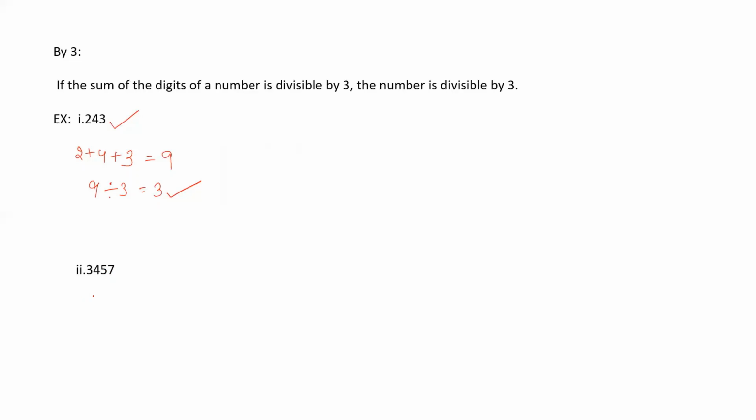3457. Now write the sum of the digits. 3 plus 4 plus 5 plus 7. 3 plus 4, 7. 7 plus 5, 12. 12 plus 7, 19. Divide 19 by 3. We won't get 19 in the 3 table. So 19 is not divisible by 3. So 3457 is not divisible by 3.